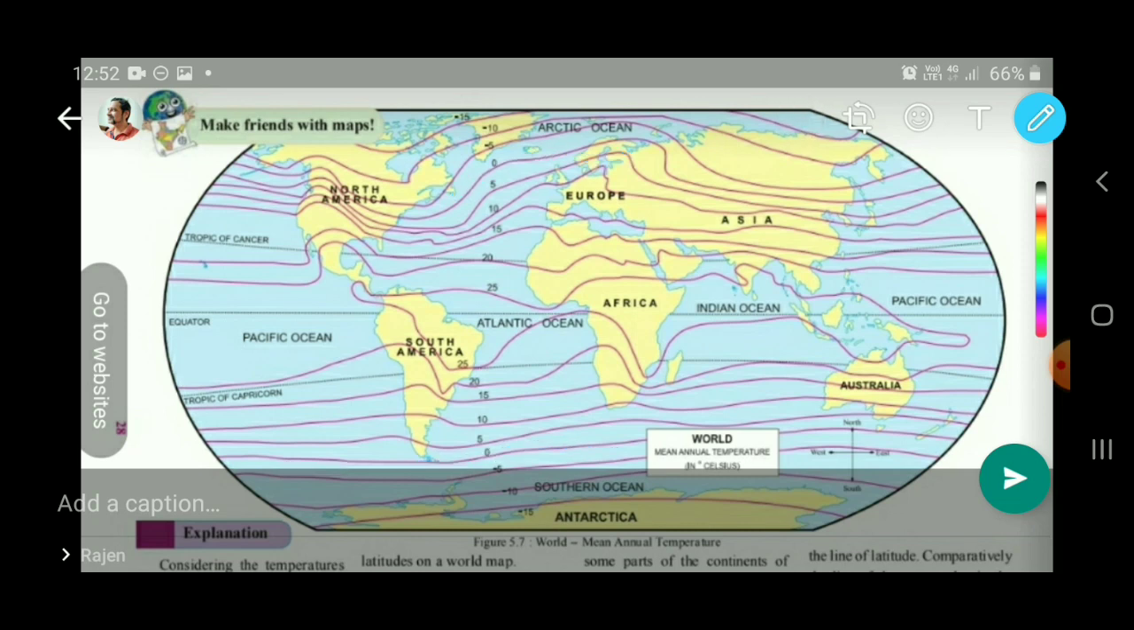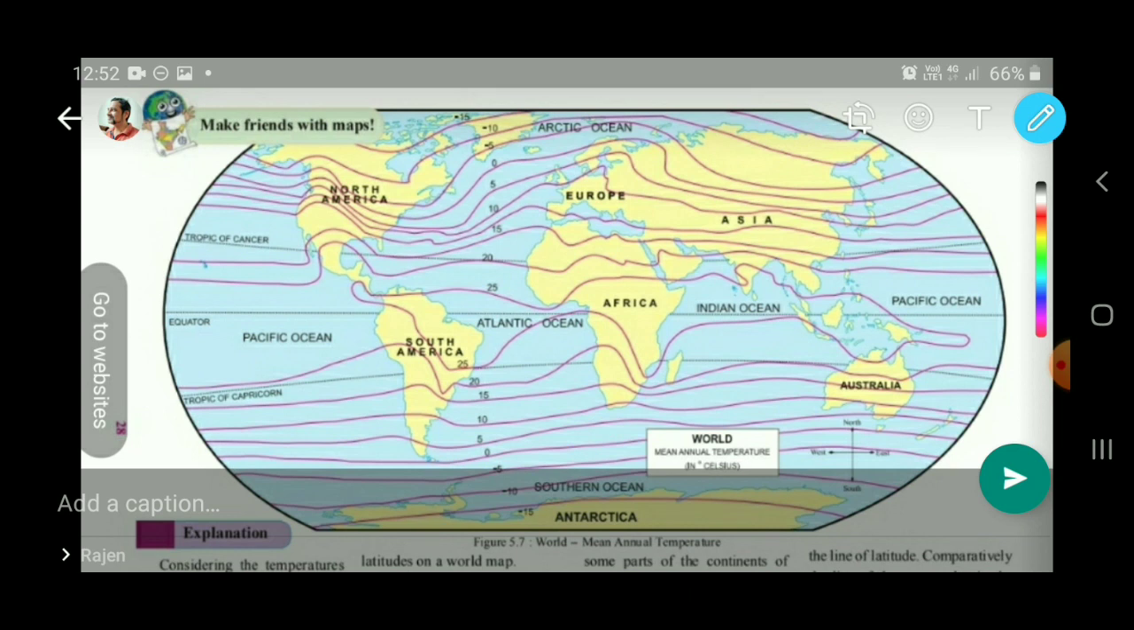The 0 degree isotherm in the southern hemisphere is largely straight and parallel to the line of latitude. So the 0 degrees in the southern hemisphere is almost a straight line and it is parallel to the latitude.